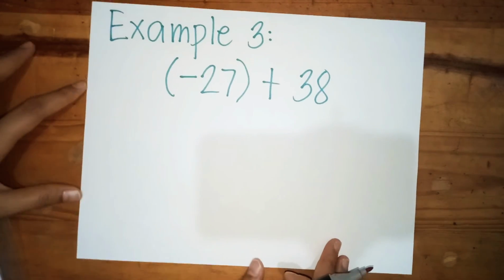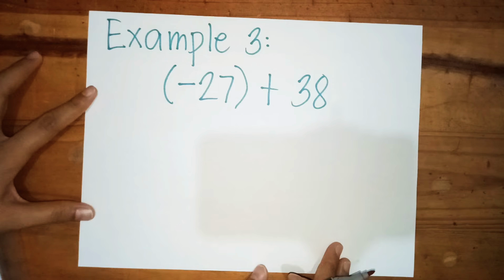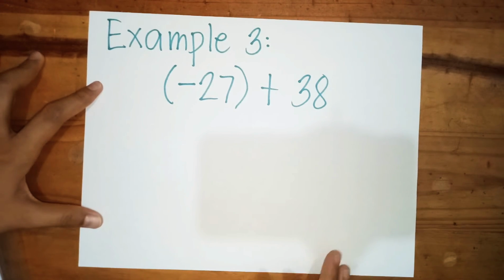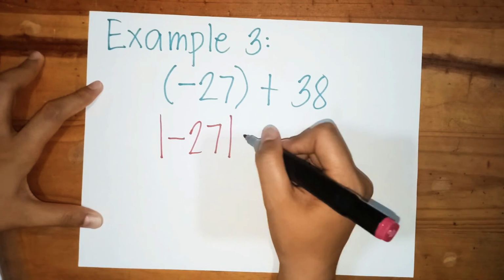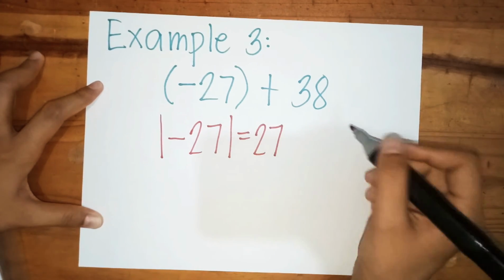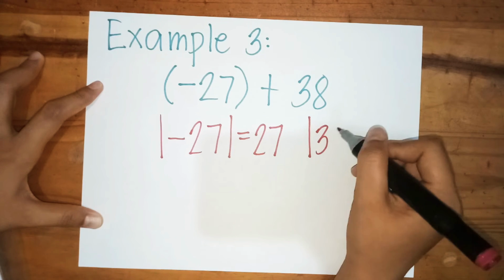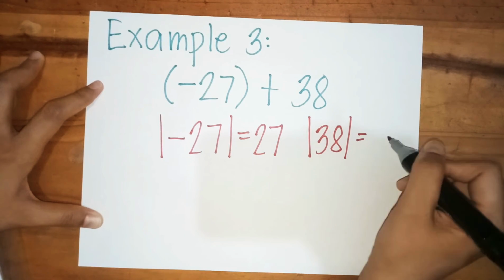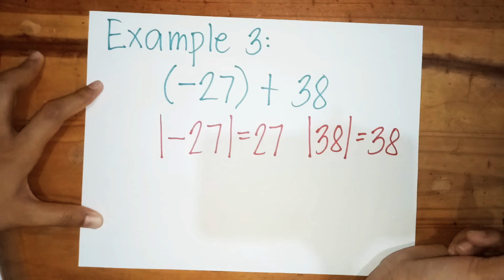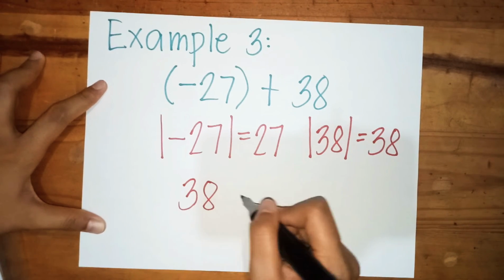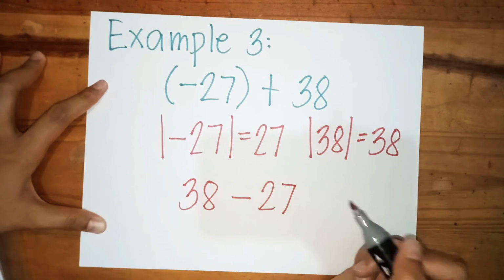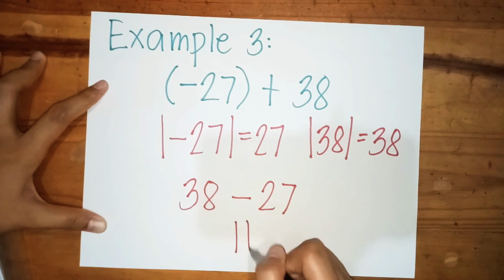Let's now have example number 3. For our third example, let us add negative 27 plus 38. Get the absolute value of negative 27, which is 27, and the absolute value of 38, which is 38. Now, let us subtract the absolute values. 38 minus 27, that is 11.